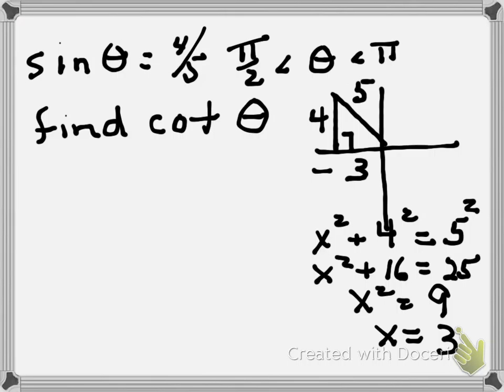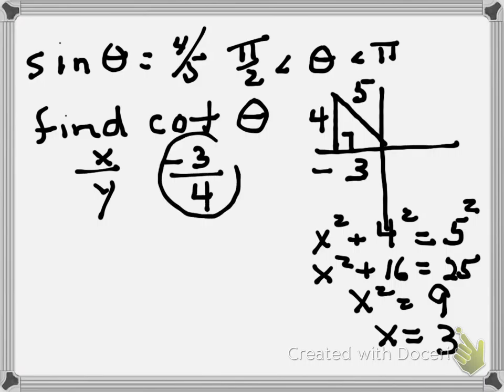And then again, that's why it's a good idea to make a diagram, because then if you're finding cotangent, which is x over y, the x value is negative 3, the y value is 4, and we're getting a negative 3/4, which is consistent with the fact that we know cotangent is negative in the second quadrant.